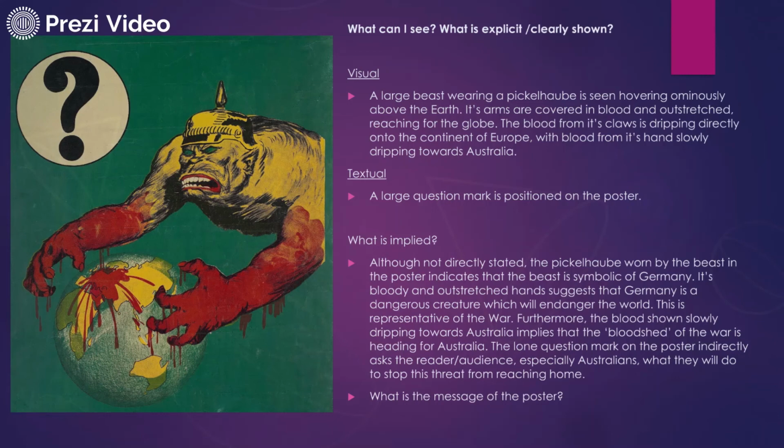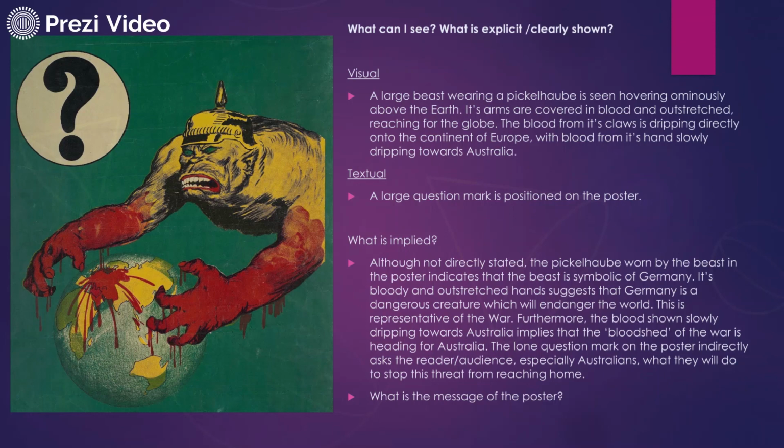So when we're looking at what might be implied by this poster, what the implicit meaning is, although it's not directly stated, the pickelhaube worn by the beast in the poster indicates that the beast is symbolic of Germany. It's a German hat, so the beast is German. Its bloody and outstretched hands suggest that Germany is a dangerous creature which will endanger the world, and this is representative of the war. The blood shown slowly dripping towards Australia implies that the bloodshed of the war is heading our way. And the lone question mark on the poster is indirectly asking the audience, especially Australians, what they will do to stop this threat.